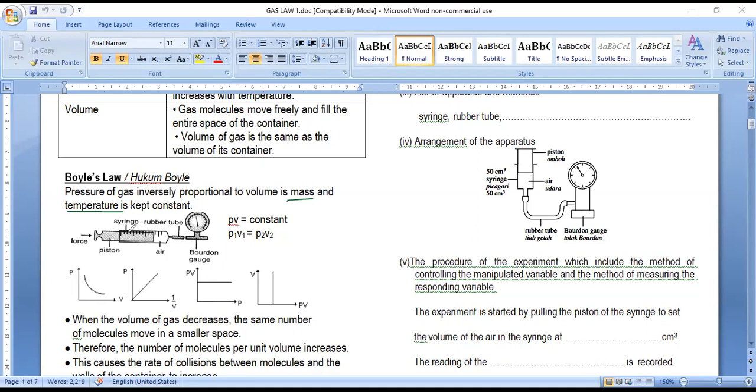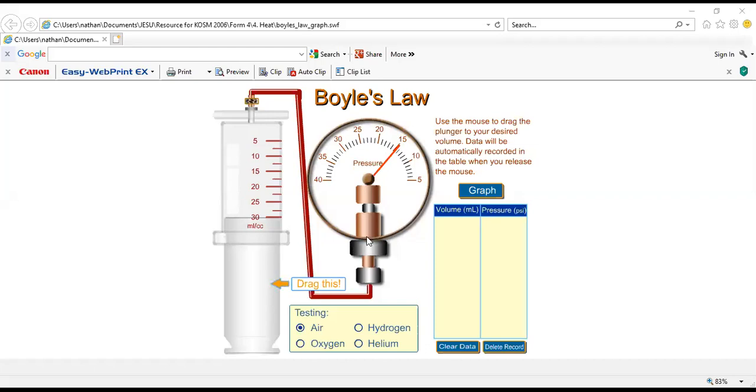So what you have here is a syringe connected to a Bourdon gauge. This Bourdon gauge is used to measure the pressure of the gas. So the experiment will be something like this. You have a piston connected to the Bourdon gauge.